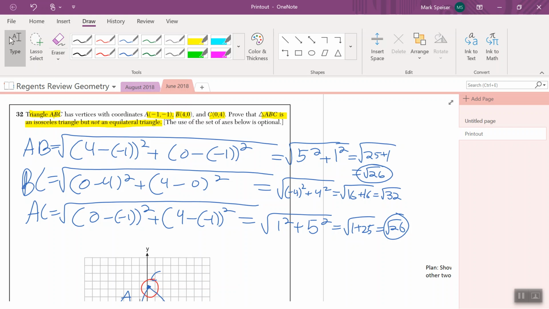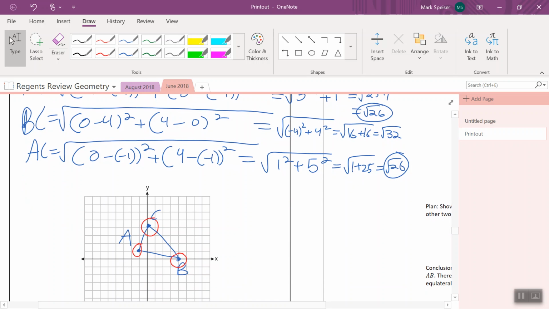Now the length of AC is the square root of 0 minus -1 squared plus 4 minus -1 squared, which is 1 squared plus 5 squared. 1 squared is 1, 5 squared is 25. 1 plus 25 is 26, so the square root of 26, which is the same length as AB. So AB is the same as AC.